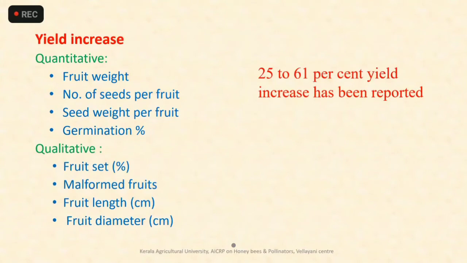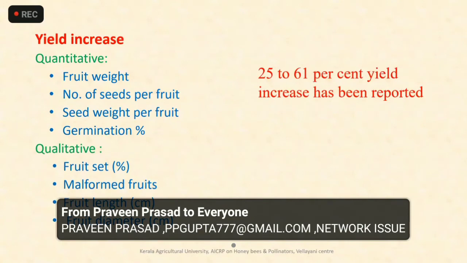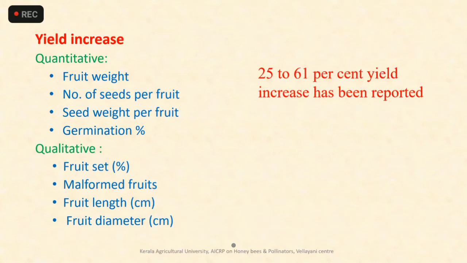Then, what are the advantages due to bee pollination? It is yield increase, both in terms of quantity as well as quality. Most of the studies have shown about 25 to 61% yield increase.